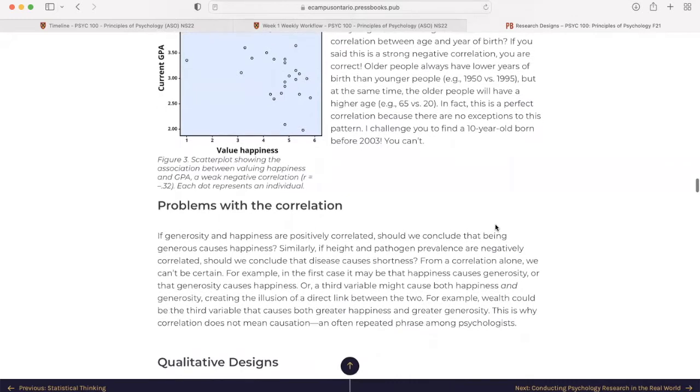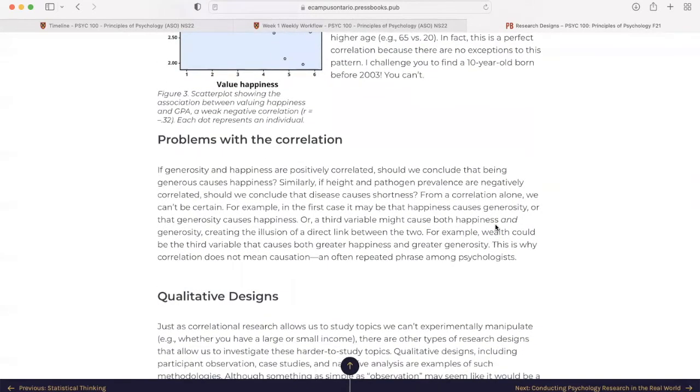Problems with correlation. If generosity and happiness are positively correlated, should we conclude that being generous causes happiness? Similarly, if height and pathogen prevalence are negatively correlated, should we conclude that disease causes shortness? From a correlation alone, we can't be certain.